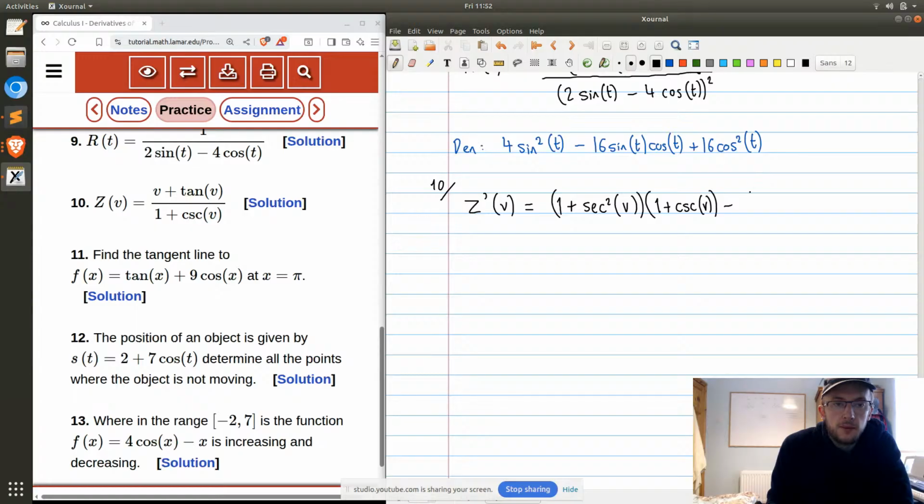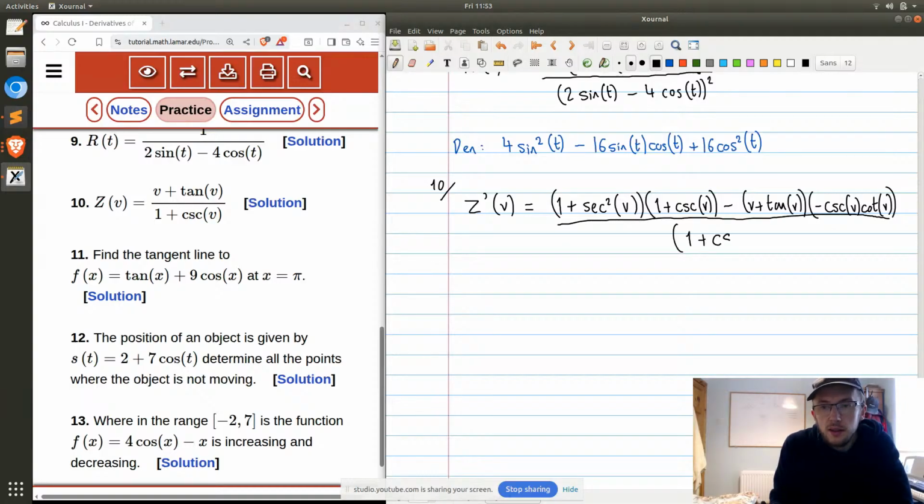Minus f g prime. The derivative of cosec v: d by dx of cosec x is minus cosec x cot x. So, and all of this over this.